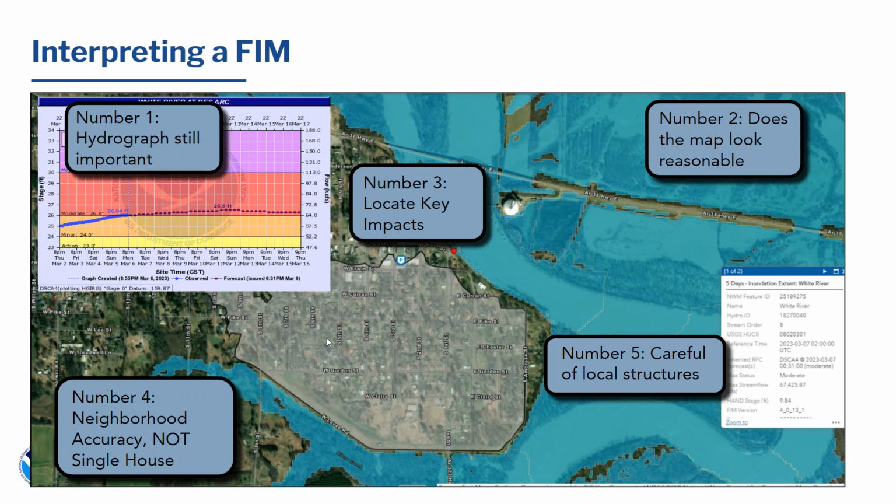We're going to see that, unfortunately, and we have to make sure we don't let that happen. We have to focus on neighborhood accuracy, not single home accuracy. We're just not that good yet. And number 5, we have to be careful of local structures.